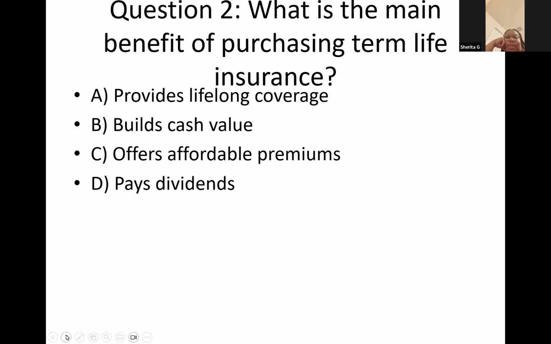What is the main benefit of purchasing term life insurance? C, offers affordable premiums. Yep.